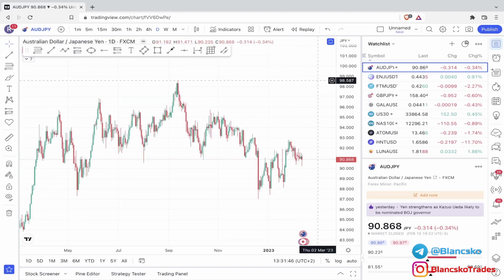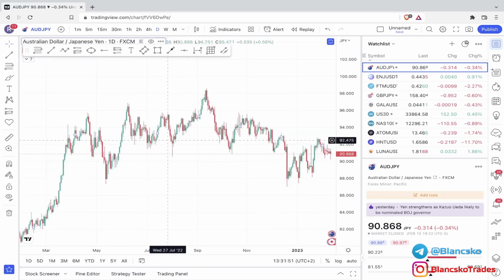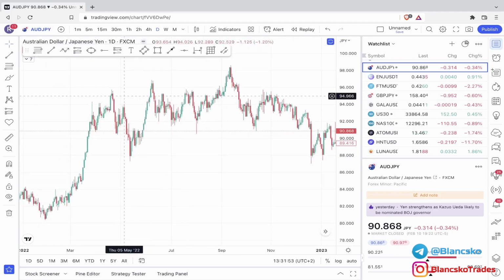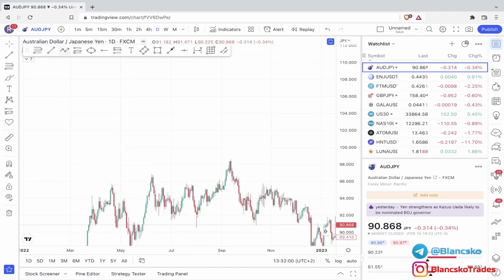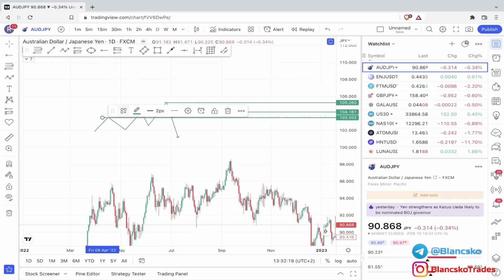I will keep it super simple with you. So what is a resistance? A resistance is, for example, when price is moving to the upside and then all of a sudden it starts reversing. I'm going to give an example right here using the path. Right here, price decided to reverse and found a resistance. This right here is a resistance. This right here is also a resistance, and this right here can also be a resistance level.